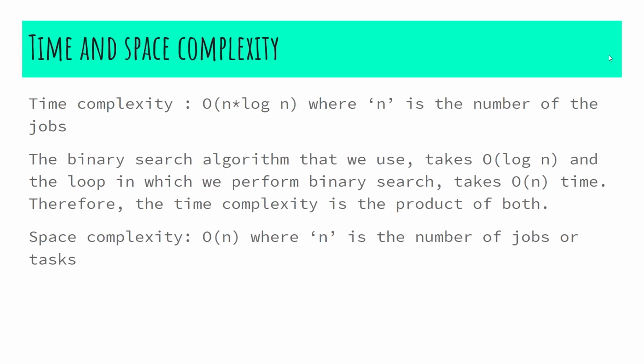Now let's look at the time and the space complexity. Time complexity is order of n log n, where n is the number of jobs. The binary search algorithm that I have used takes order of log n time, and the loop in which we perform this binary search takes order of n time. Therefore, the time complexity is a product of both. The space complexity is order of n, where n is again the number of jobs or tasks. This is because we have used an array called DP of length n.